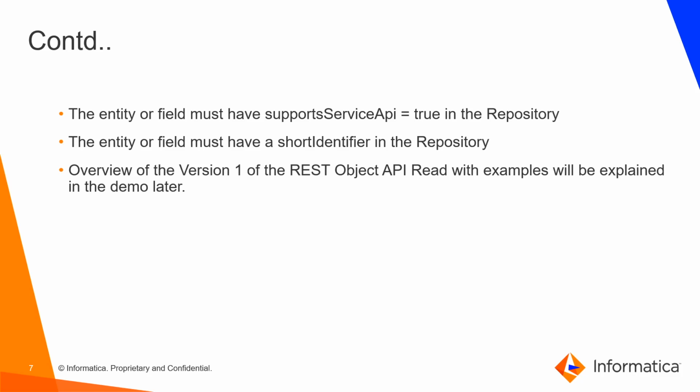In order to use the version 1 of the REST Object API for reading data, two conditions need to be met. The entity or field should have support service API set to true in the repository. The entity or field must have a short identifier specified in the repository. During the upcoming demo, we will provide an overview of how the version 1 REST Object API read works, along with illustrative examples to showcase its functionality.